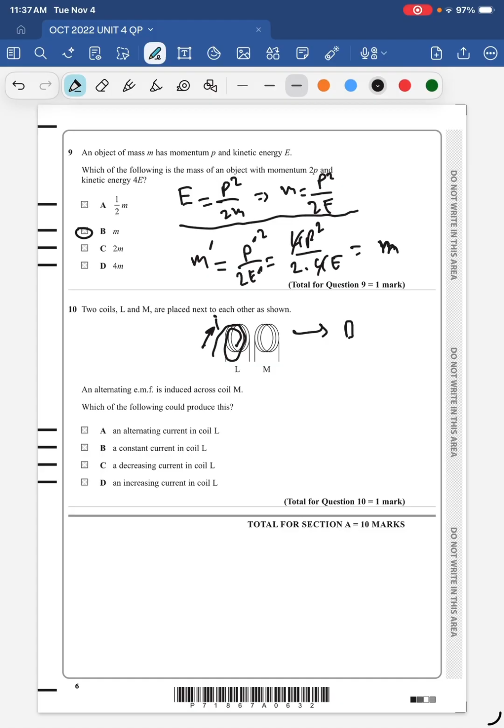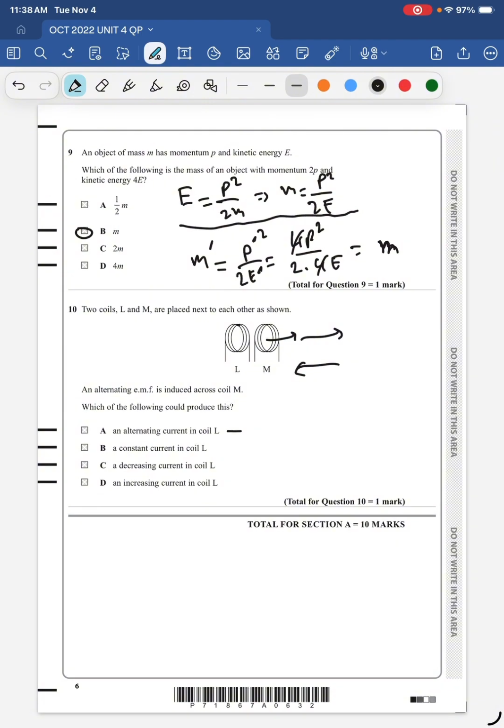But because the current is alternating, B alternates between in and out of M. So the magnetic flux density in coil M changes, and that can actually induce an EMF. So A sounds correct. Let's see option B, a constant current in coil L. A constant current will create a constant B either in this direction or in this direction, perpendicular to the coil M. But a constant current will generate a constant magnetic field, so no magnetic flux density changes, so that's wrong.